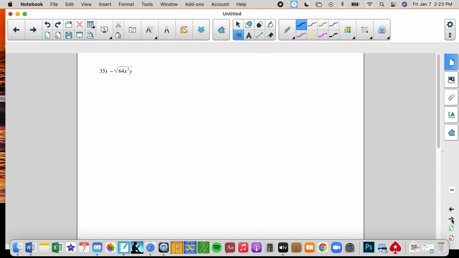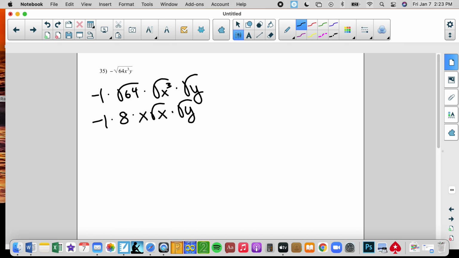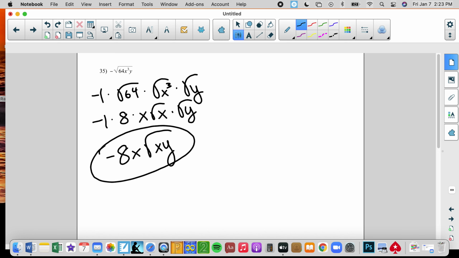Last one. You have a -1, square root of 64, square root of x to the 3rd, square root of y. -1 times 8 times x rad x rad y. -8x rad xy. So you're combining those variables because they're both under the radical.